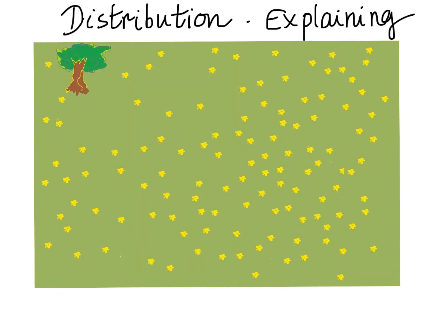So let's have a look at now the distribution. Let's have a look at a very simple example, the same field as we've been looking at so far. As you move away from the bottom of the tree, you get more densely populated daffodils. Okay, so the daffodils are more densely populated as you move further away from the tree. How do we explain it? So we've done the describing part. How do we explain it?